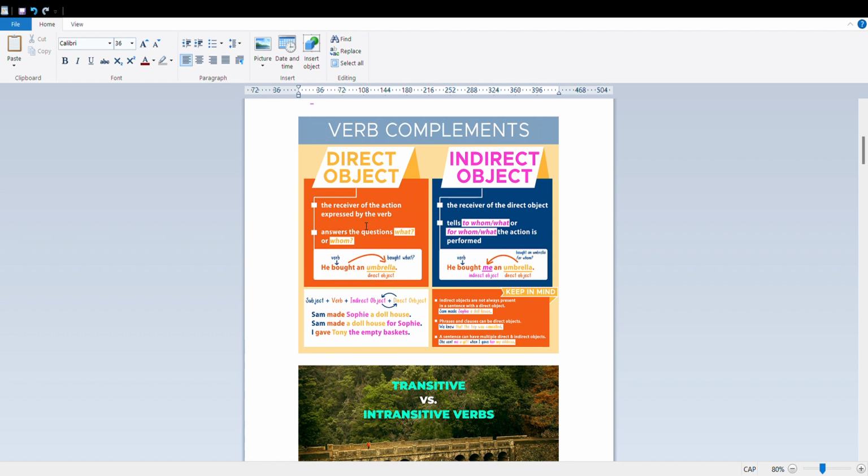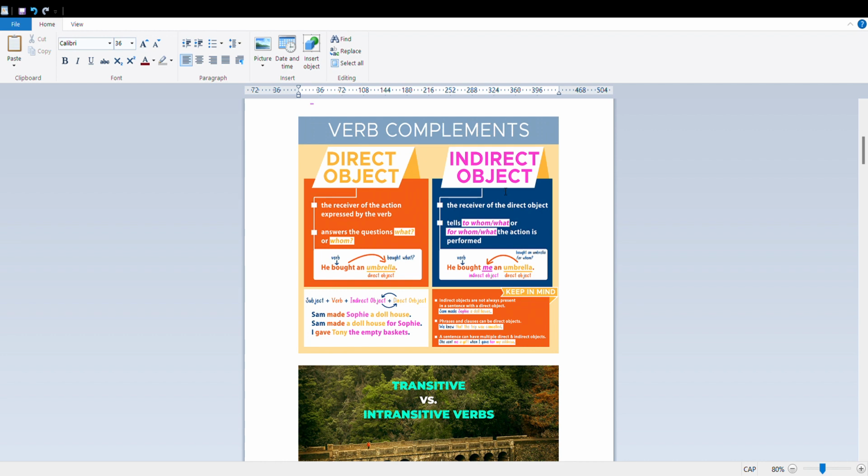So again, let's go to the definition: the receiver of the action expressed by the verb. So this is a verb, and it directs to the object. What is the object? Umbrella. So this is a direct object. Fine. Now let's see the example of indirect object.